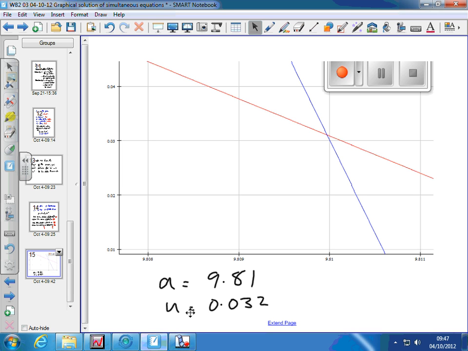So I estimated these values for U and A. You'll come up with your own, and the more you zoom in, the more accurate the value will be. So remember what we're saying about the advantages and disadvantages of these things. It's difficult to know exactly what the exact answer is, but if you only want it to a certain number of significant figures, well then you just zoom in that far. Okay? So I've come up with roughly 9.81 for the acceleration, U 0.032.